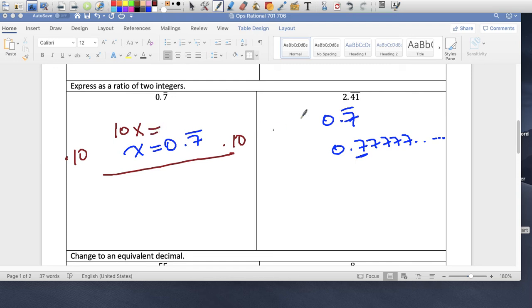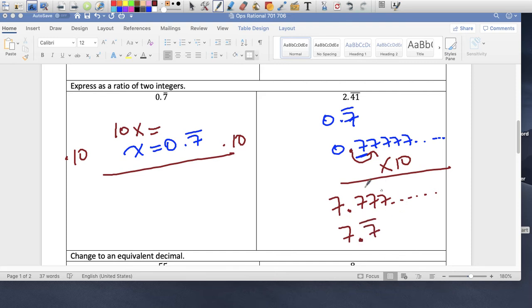Now on the other side, I'm going to multiply. Imagine if I take 0.7777 to infinity and multiply by 10. Remember we talked about this, right? Multiplying by 10 means we shift the decimal one place over. So that's going to give me 7.7777 forever and ever, which I can write as 7.7 with bar notation. And that's what I'm going to write on top here, 7.7 bar notation.